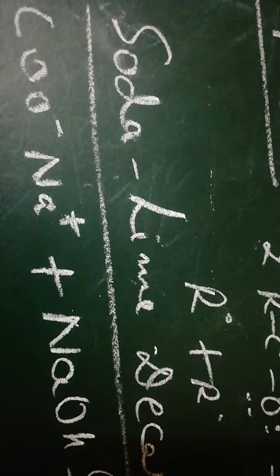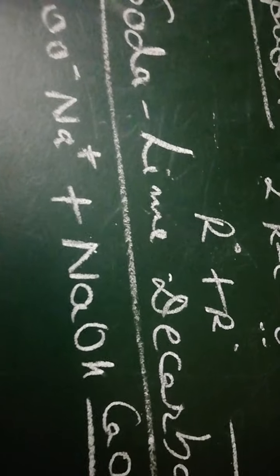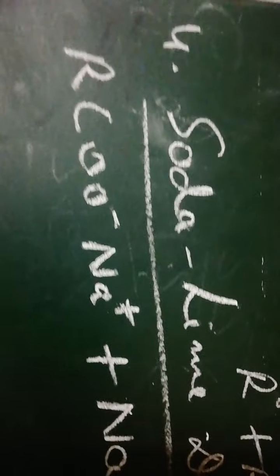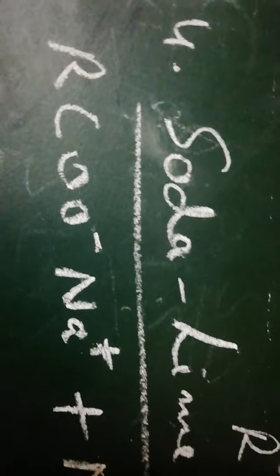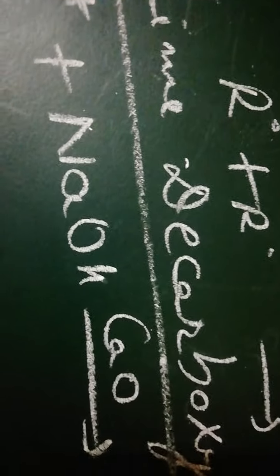Fourth method of formation is soda lime decarboxylation. It is the decarboxylation of salts of carboxylic acid. So we will take this sodium salt of carboxylic acid and it will react with NaOH in the presence of CaO. This is soda lime decarboxylation, and we will get RH plus Na2CO3, that is sodium carbonate.